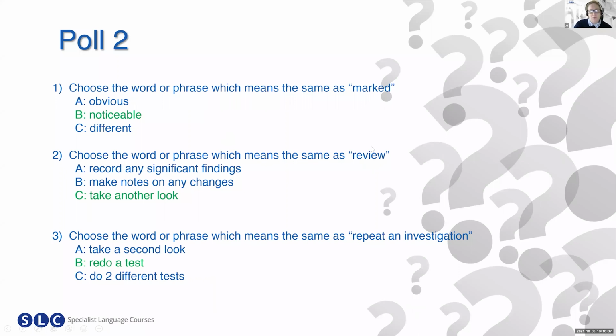To review is to take another look. You might record any significant findings during the review and you might make notes on any changes, but the actual verb to review means to take another look. And repeat an investigation is definitely redo a test. So it's do it again. Okay.